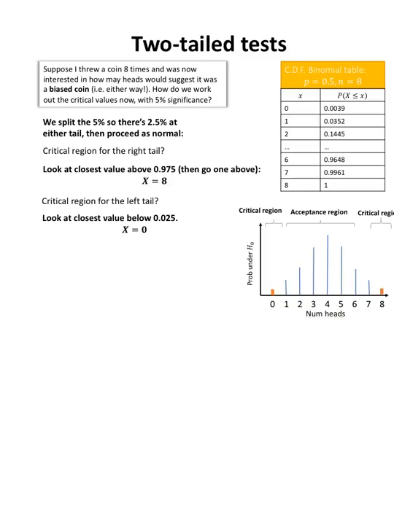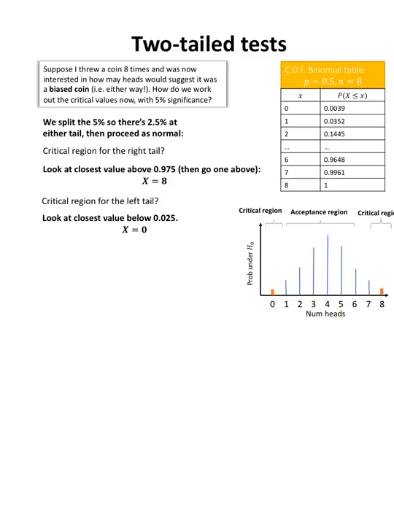So in this question we're throwing a coin 8 times, and we're now interested in how many heads would suggest it was a biased coin. So it could be biased towards tails, it could be biased towards heads. All we know is that it could be biased, and we're going to work out the critical values now with a 5% level of significance.